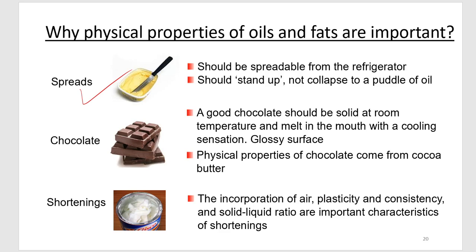The physical properties are important for chocolate, because chocolate has cocoa butter. And physical properties of cocoa butter affect the texture and taste of the chocolate. A good chocolate should be solid at room temperature, and it should melt in the mouth with a cooling sensation. And it should have a glossy surface for a desirable look. The incorporation of air, plasticity, and consistency and solid-liquid ratio are important characteristics for shortenings.